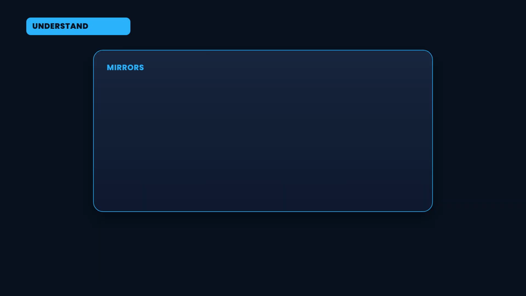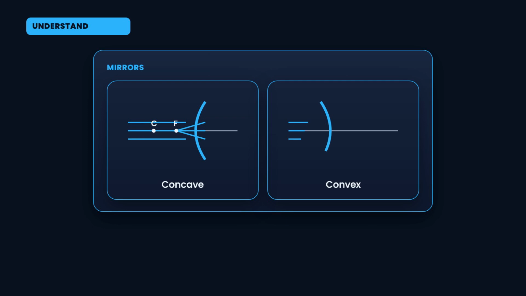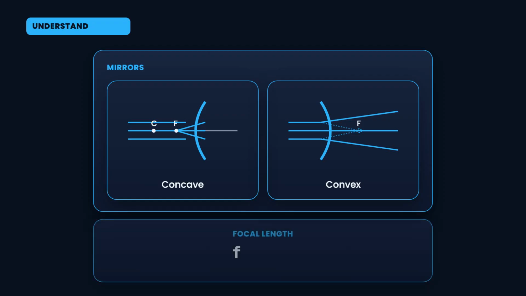Spherical mirrors. A concave mirror curves inward and converges light. A convex mirror curves outward and diverges it. The center of curvature is C, the focus is F, and the focal length is half the radius of curvature. F equals R by 2.